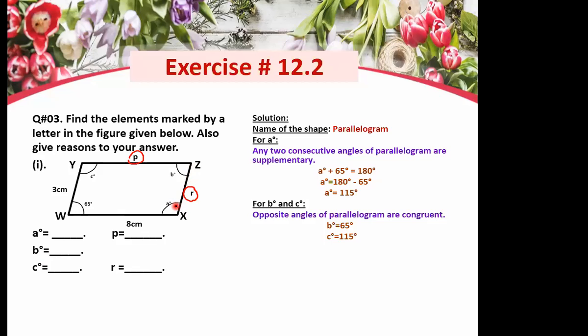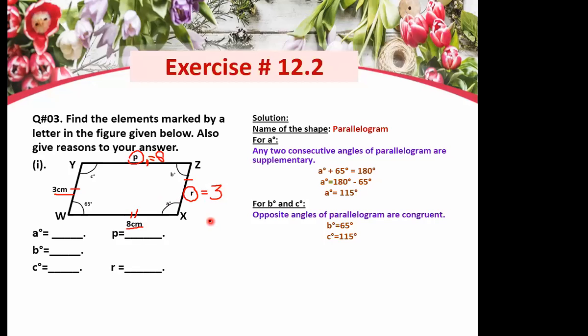If we remember the postulate of a parallelogram regarding sides, it says that opposite sides of a parallelogram are congruent. The opposite side of P will be this one. If the measurement of this side is 8 centimeters, P will also equal 8 centimeters. Similarly, the opposite side of R will be this one. If this side is equal to 3 centimeters, your R will also equal 3 centimeters.